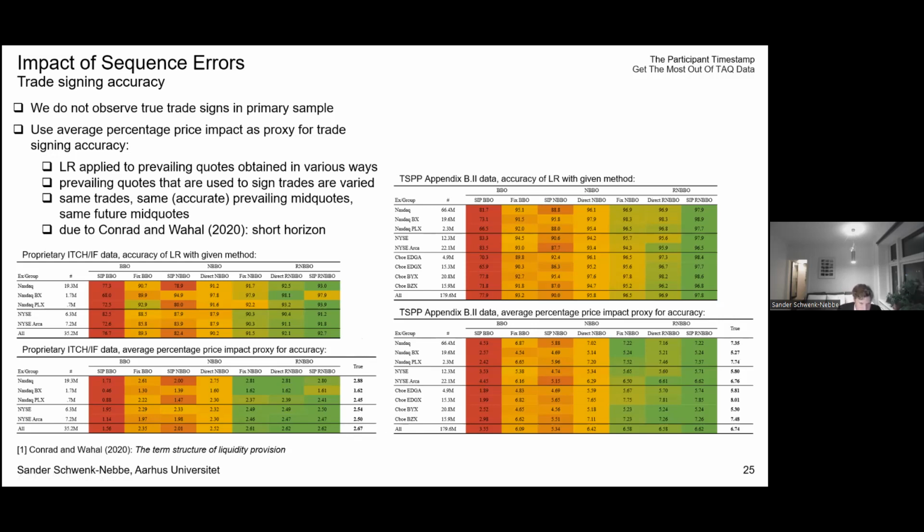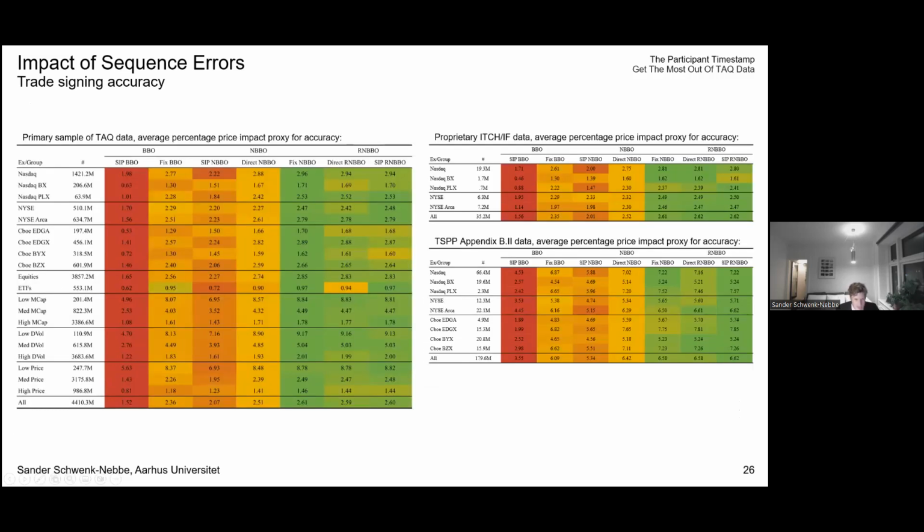So finally, let me apply it to tech data. And this is what we get. So we get something that is very similar to what we find in the TSPP data and the proprietary HNIF data. We find that after we fix sequence errors, we get a significantly larger average percentage price impact compared to SIP and BBO. And that is then again in line with everything else that we found before. So everything that I can show you here tells me that if you want more accurate trade signs, you should definitely take care of sequence errors in the data.